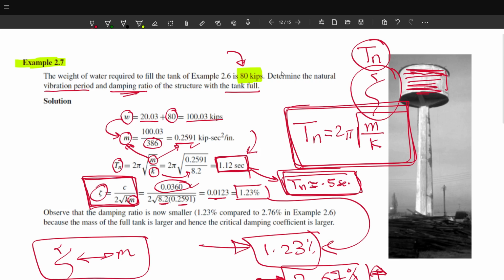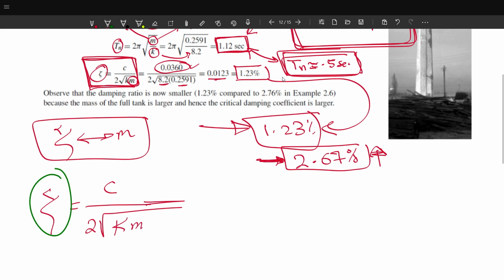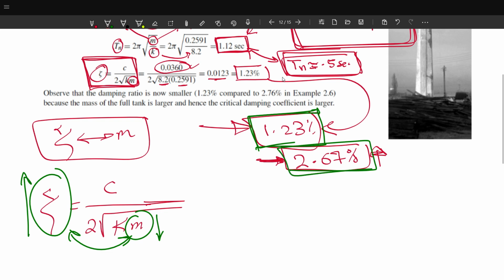So this means that if the damping ratio equals C over 2 times the square root of K times M, there is a relation between the damping ratio and the mass. If we decrease the mass, the damping ratio increases, as in our example. It was 2.67% before when it was empty. However, if we increase the mass, the damping ratio decreases. This is very important to remember and to highlight.